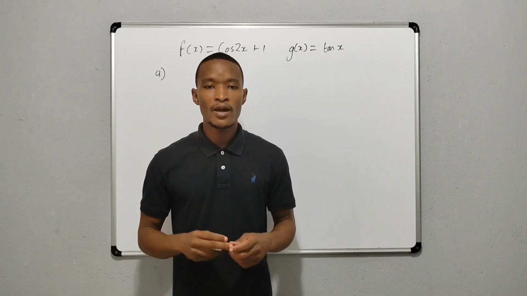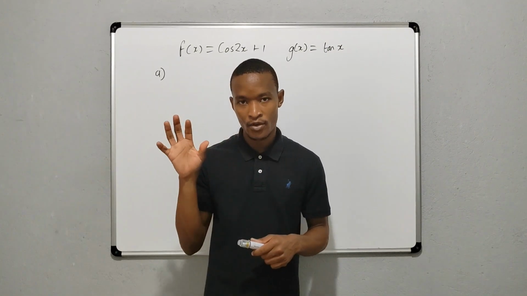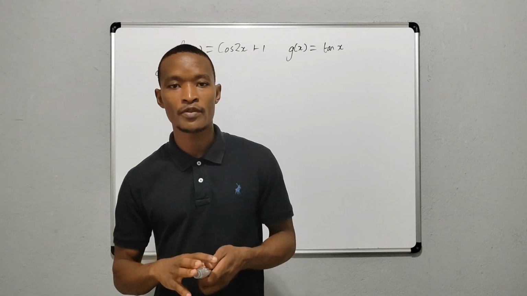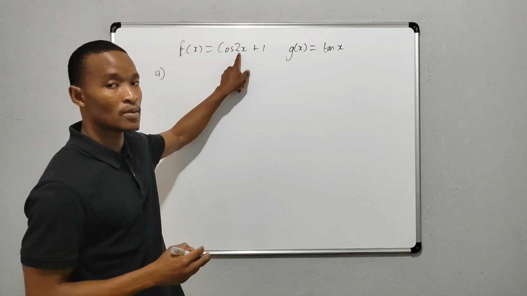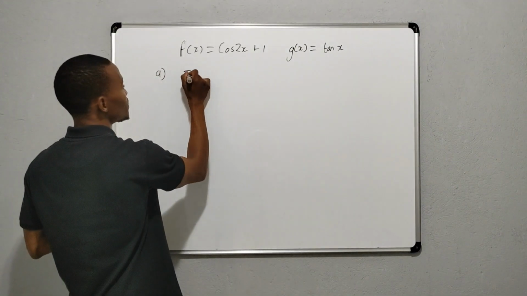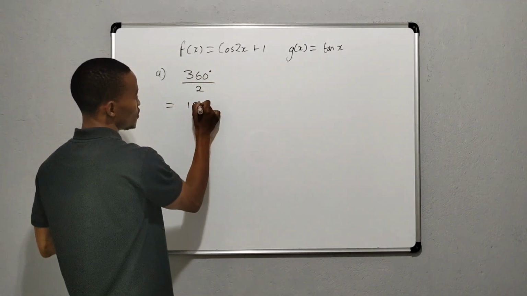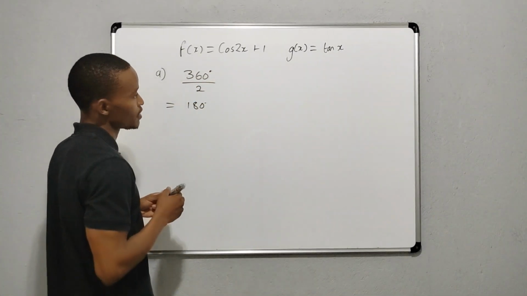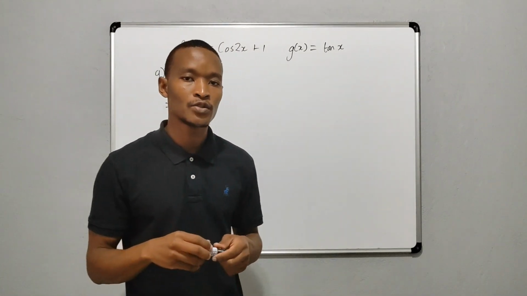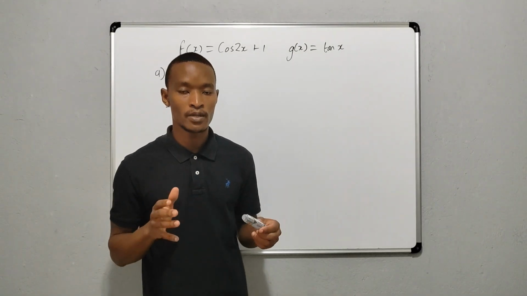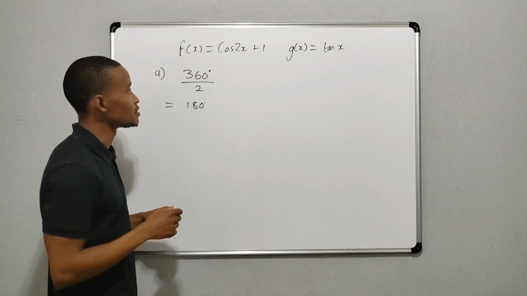We are given cos 2x plus 1, but the original function cos x has a period of 360 degrees. So definitely this 2 will affect the period. And how will it affect it? 360 degrees divided by 2, giving you 180 degrees. You always take the original period divided by the coefficient of the angle to get the new period. If it's 1, obviously it doesn't change the original period.